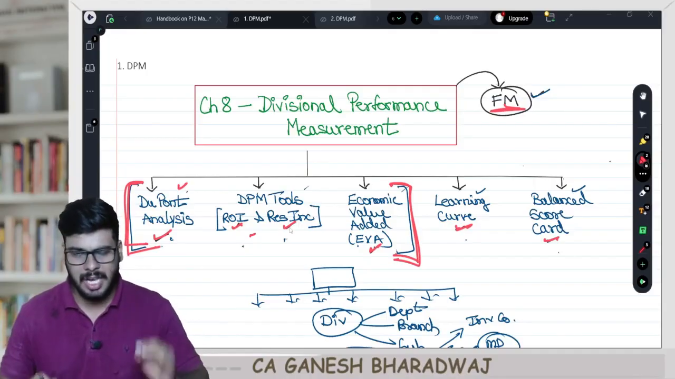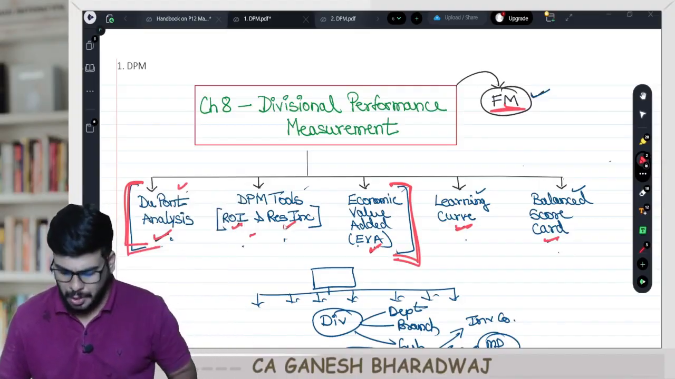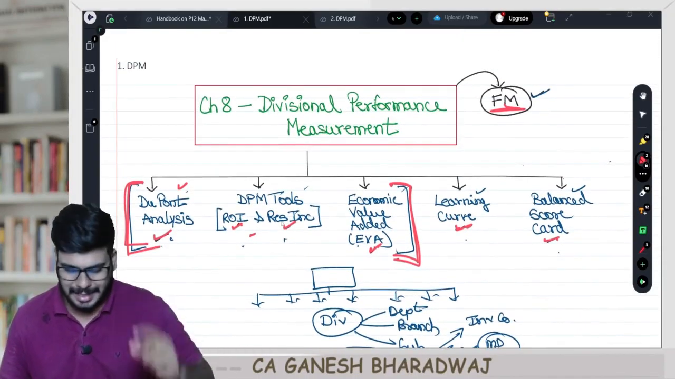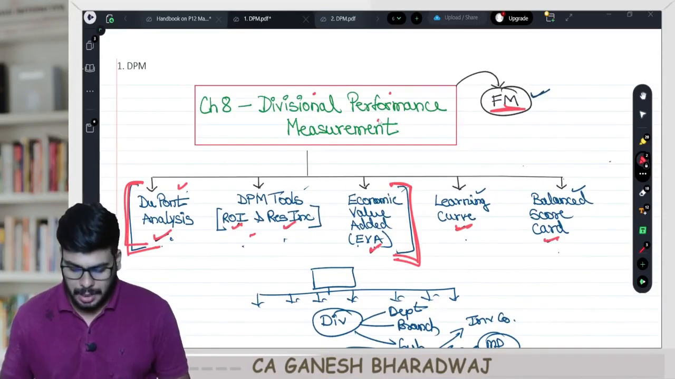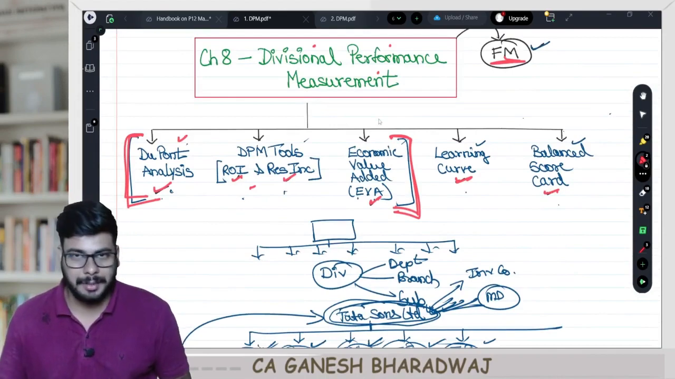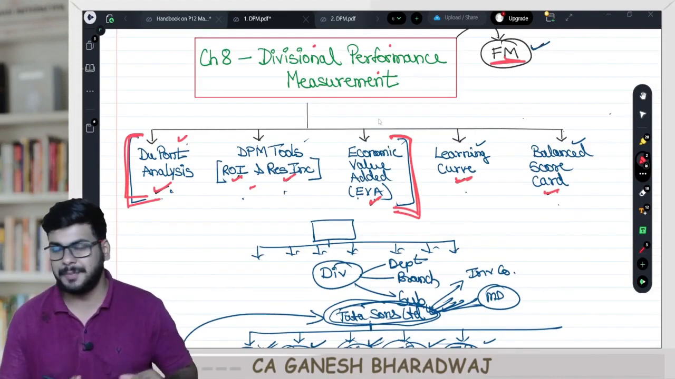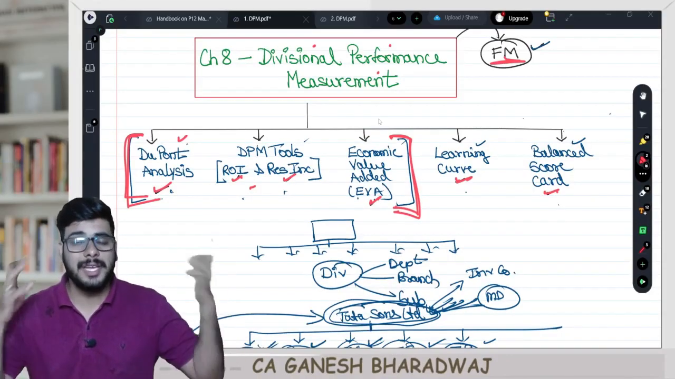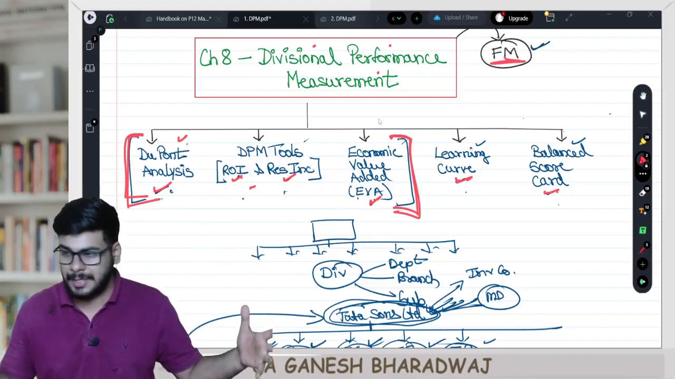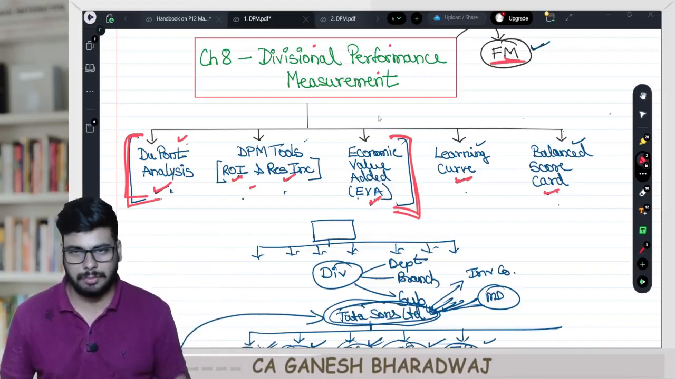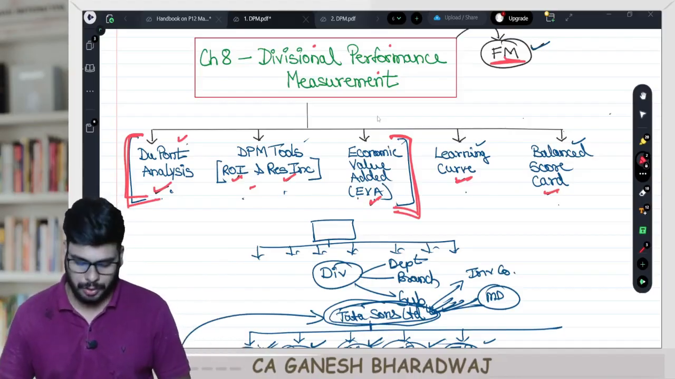First, as usual, let us learn the basic backdrop of this chapter. Why do we have this particular chapter? First, as the name suggests, what do you mean by divisional performance measurement? Now, let me tell you one thing. Before we move into the technicalities of this particular chapter, what do you mean by a division? Many students think that a division means in an organization, multiple departments I have is called division. No. Department is one type of division. Department is not the only division that you can have, right?